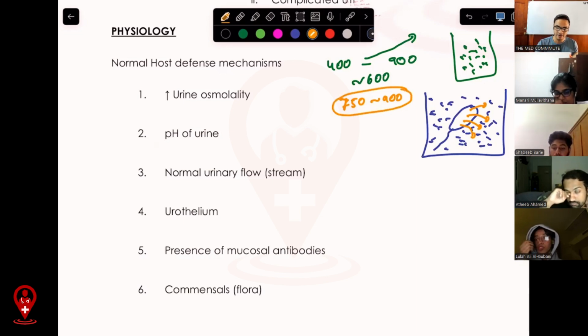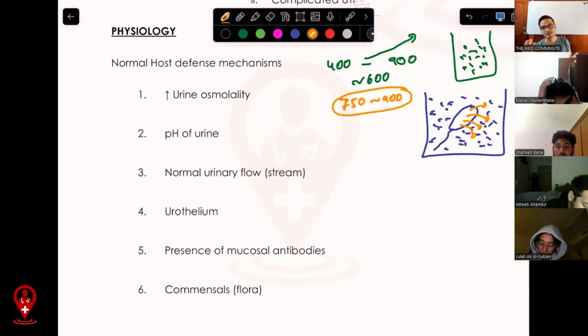So this is what we call the bacteria undergoing something called hyperosmotic stress. You can write it down: hyperosmotic stress. So the fellow is going to die. The next thing, pH.